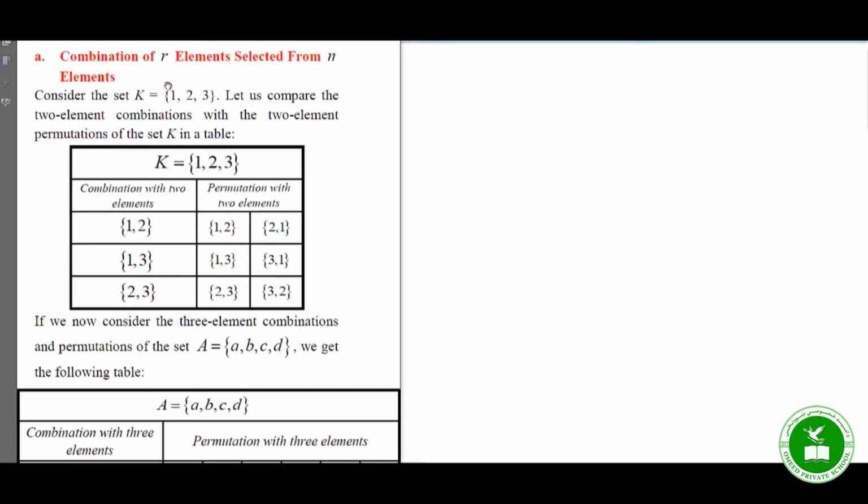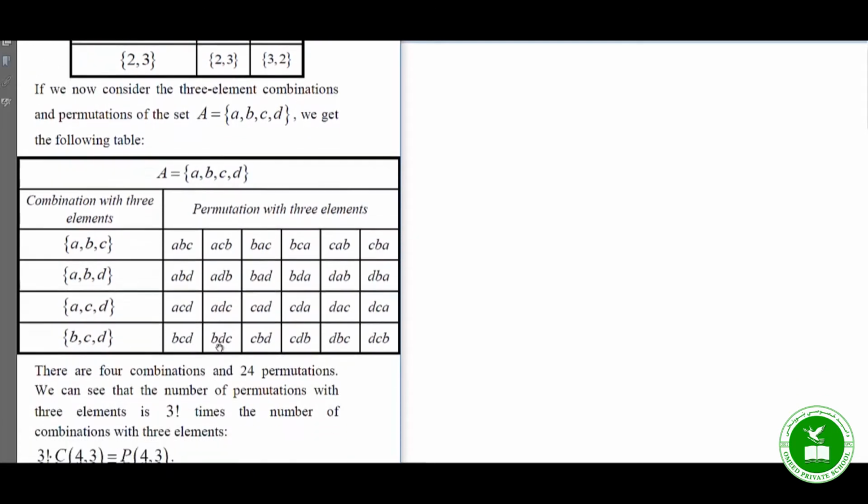How can we calculate the number of combinations of r elements selected from n elements? Let's look at some examples. For example, this is a set K which is given to us: 1, 2, 3. It has 3 elements. We want to find 2-element subsets of K and 2-element permutations of the set K. If we want to find 2-element subsets, it can be {1, 2}, {1, 3}, and {2, 3}. We have 3 different 2-element subsets, or 3 different combinations. But for each combination, which has 2 elements, we have 2 factorial permutations. For example, 1, 2 and 2, 1. For 1, 3: 1, 3 and 3, 1. For 2 and 3, we have 2, 3 and 3, 2. So in here we have 3 combinations, but we have 6 permutations.